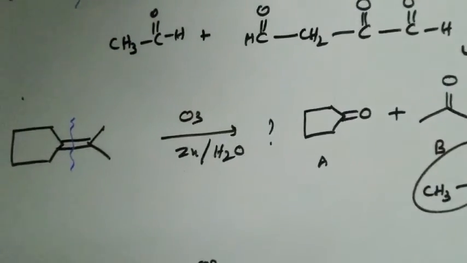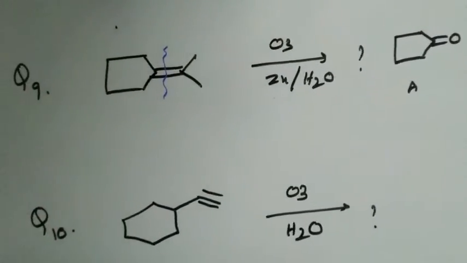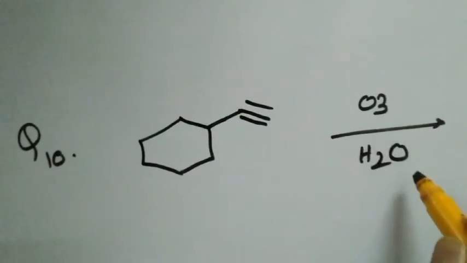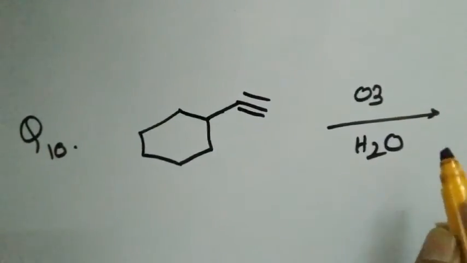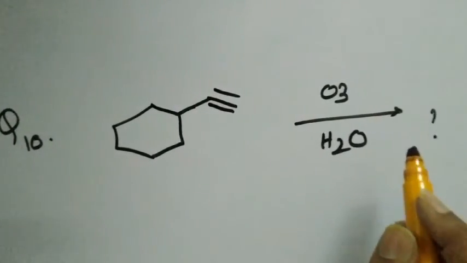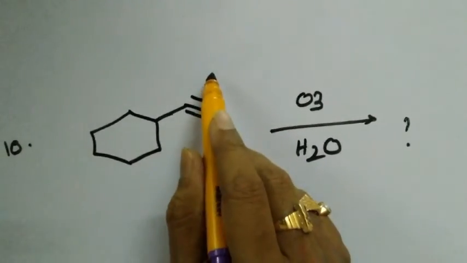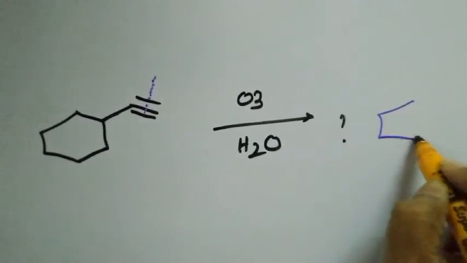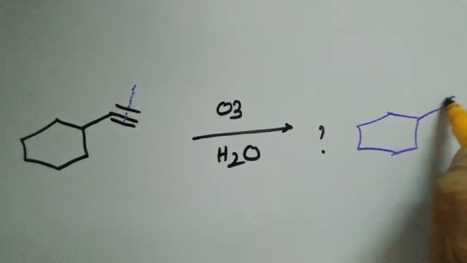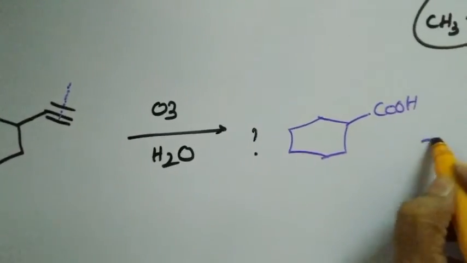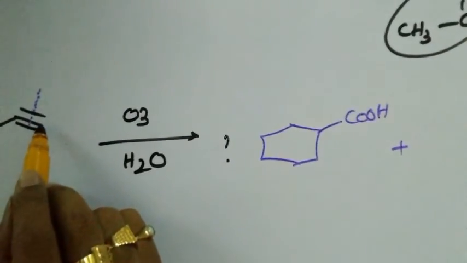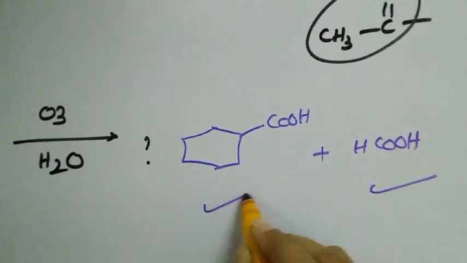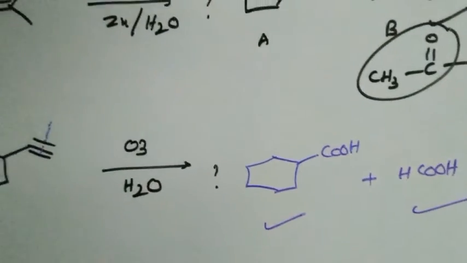Now coming to question number 10. In question number 10, he is subjecting this particular compound to oxidative ozonolysis. See here he is not using zinc. So during oxidative ozonolysis what happens? We are going to get carboxylic acids as the product. So the rupture occurs at this place. We are going to get COOH plus a single carbon is there, therefore single carbon acid is formic acid. So these are the products obtained. That's it. Thank you.